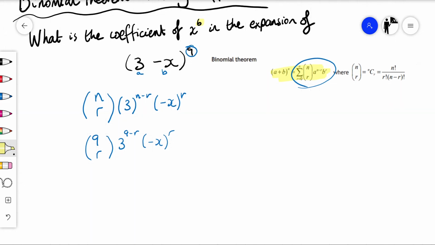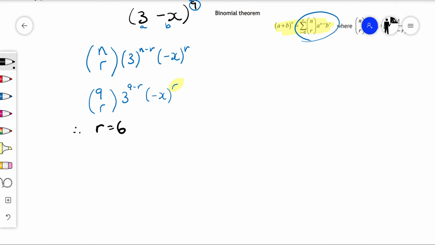So if we relate back to this question here, we want to work out what is the coefficient of x to the power 6. Okay, so if we want to have an x to the power 6, that means, see this here, we want the value of r to be 6, because then if r equals 6, then I'll have x to the power 6. So we're going to say, therefore, r equals 6. So we can go ahead and say, okay, so it's going to be 9 choose 6, 3 to the power 9 minus 6, minus x to the power 6.